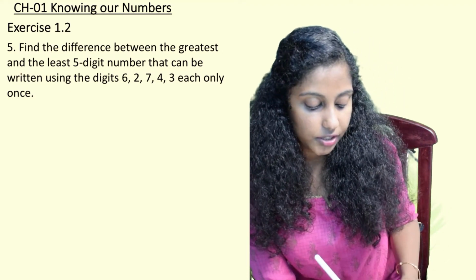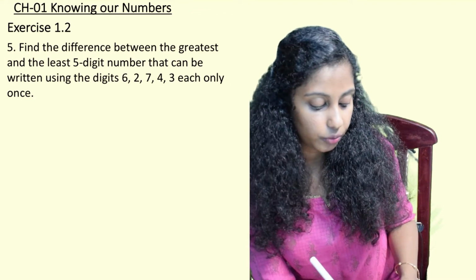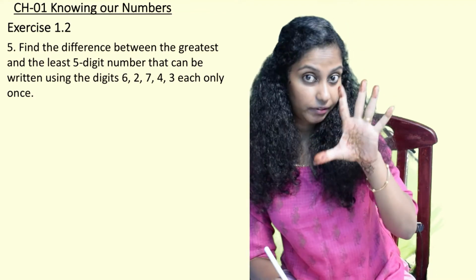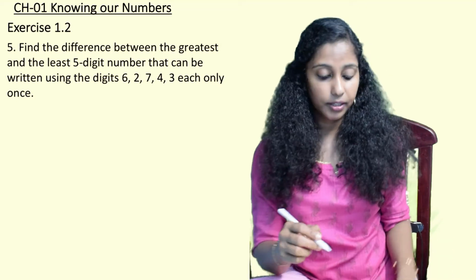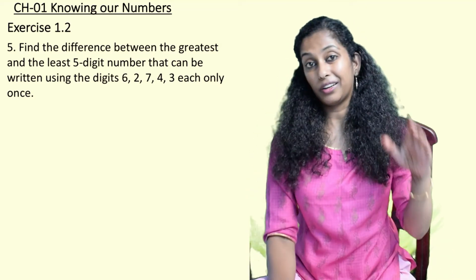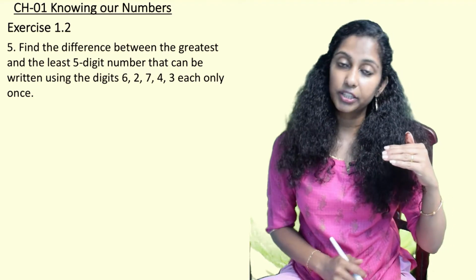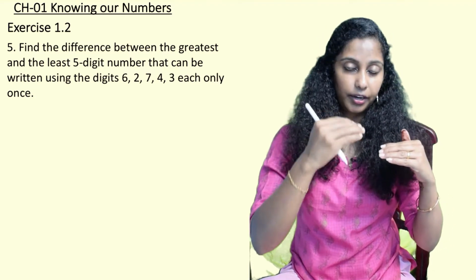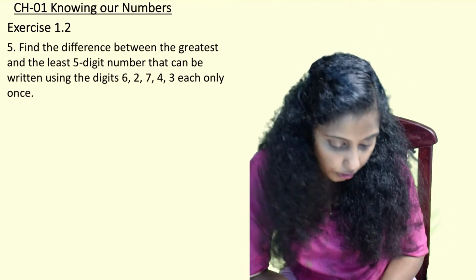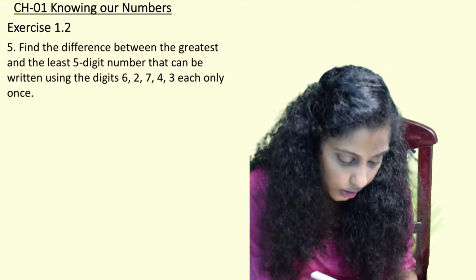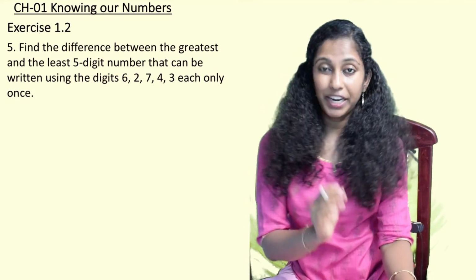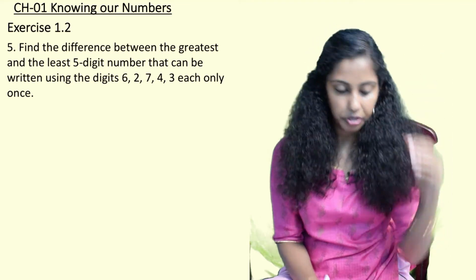Now the next question is, find the difference between the greatest and the least 5-digit number that can be written using the digits 6, 2, 7, 4, 3 each only once. You can see there are altogether 5 digits. We had already discussed in the previous videos that if you have to make the greatest number, you need to arrange in the descending order. If you have to make the smallest number, you need to arrange in the ascending order. So difference means minus. In minus always big number should come on top.